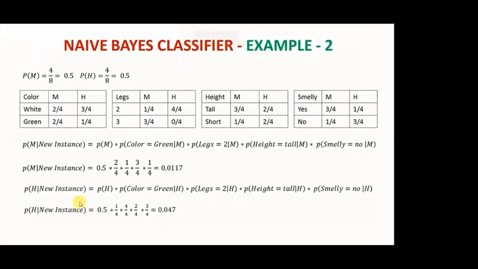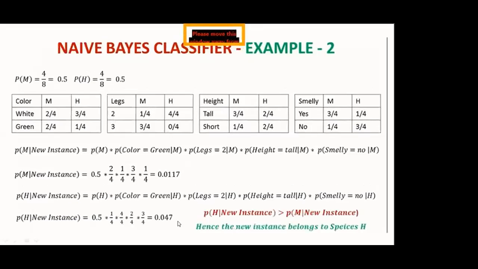So if you compare these two probabilities, the new instance has the highest probability of being H rather than M. The new instance's probability of being H is greater than its probability of being M. So the new instance belongs to species H. Is it clear?